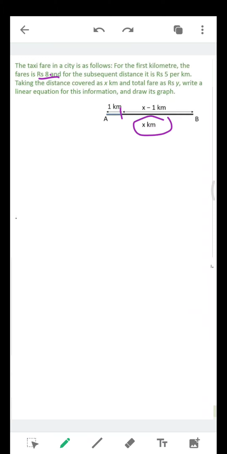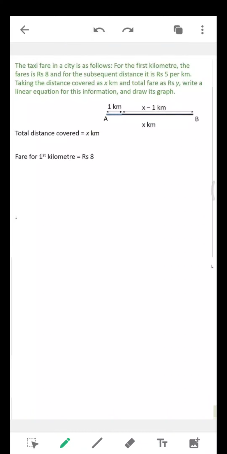So for the first kilometer it is rupees 8, and for the subsequent distance, the remaining distance, it is rupees 5. Now we have to frame an equation for this. What is he asking? Taking the distance covered as x and the total fare as y, write a linear equation for this and draw its graph also. These three things we have to do.